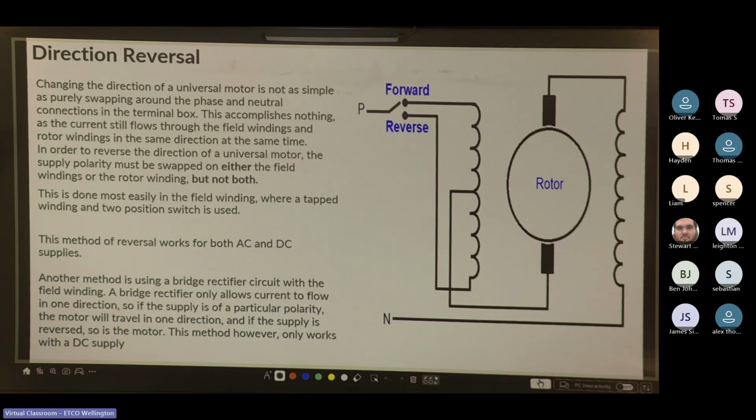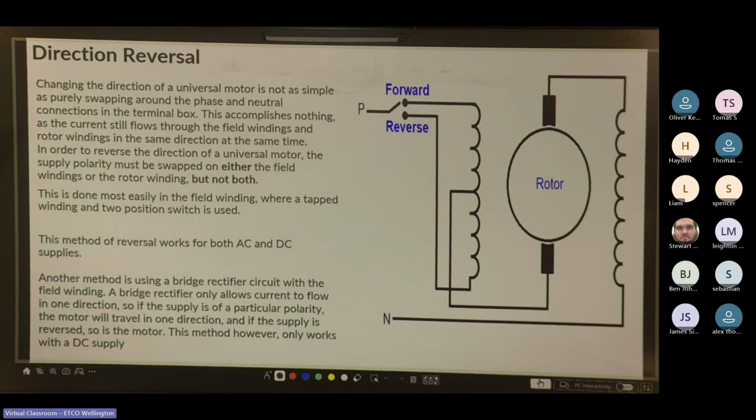Cool. So, direction of a universal motor. Changing the direction of a universal motor is not as simple as purely swapping around the phase and neutral connections in the terminal box. This accomplishes nothing as the current still flows through the field windings and the rotor windings in the same direction at the same time.